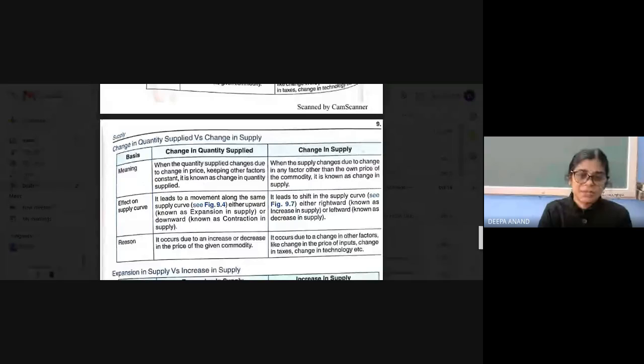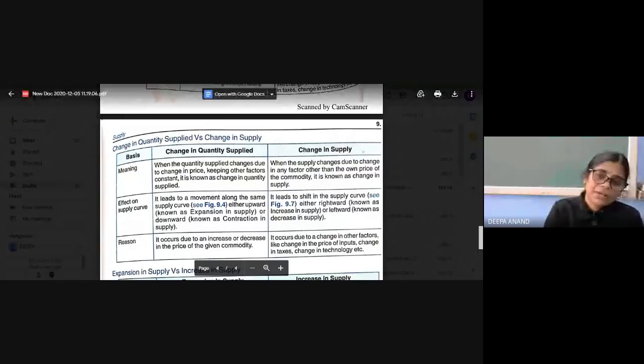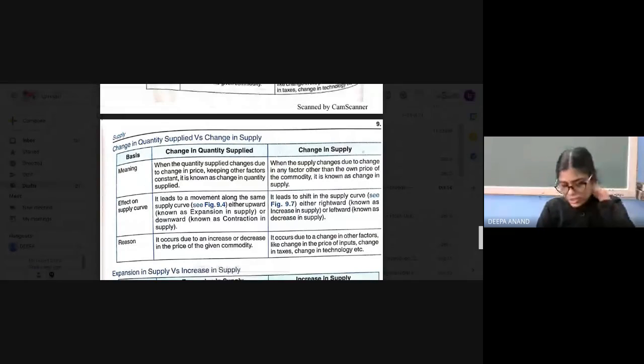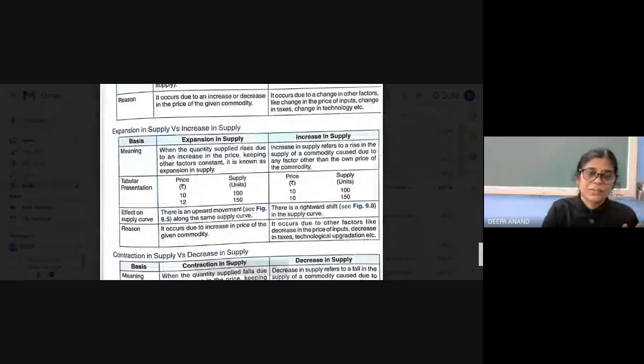So just like that, here another distinction: expansion in supply, increase in supply. Expansion is due to price factor. Increase is due to what factor? Other factor, other than price. Wahi yaad rakhna hai and nothing else, to apne aap aa jayega. Meaning expansion in supply is increase in supply due to price. Increase in supply means increase in supply due to other factors.